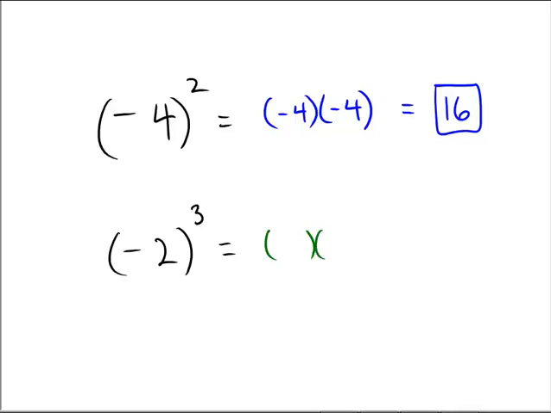Second example, negative 2 to the power of 3. Of course, that one's going to be 3 parentheses, 3 numbers, negative 2, negative 2, negative 2. An odd number of numbers, so a negative times a negative is a positive. One more negative makes the result negative. 2 times 2 is 4, and 4 times 2, final answer is negative 8.